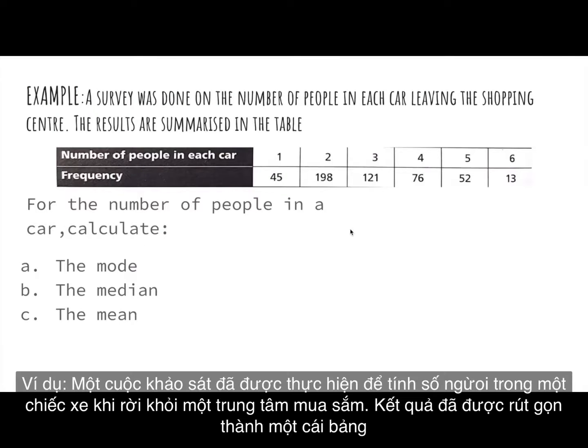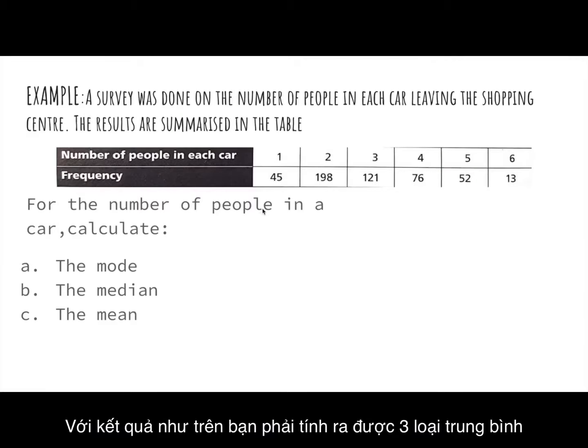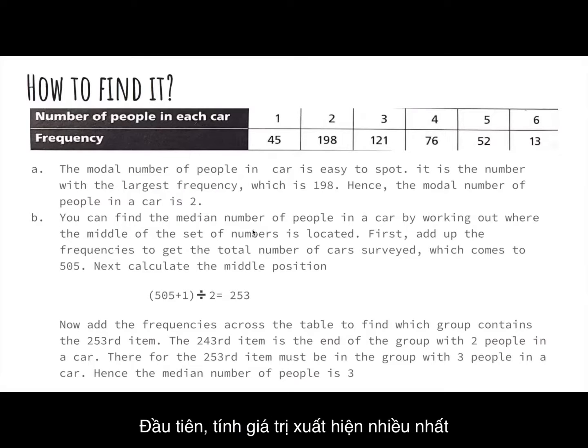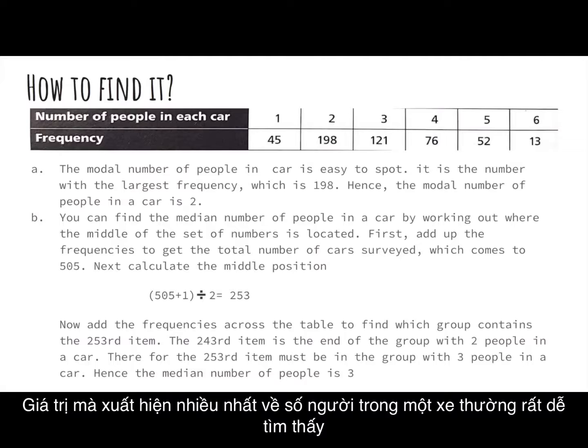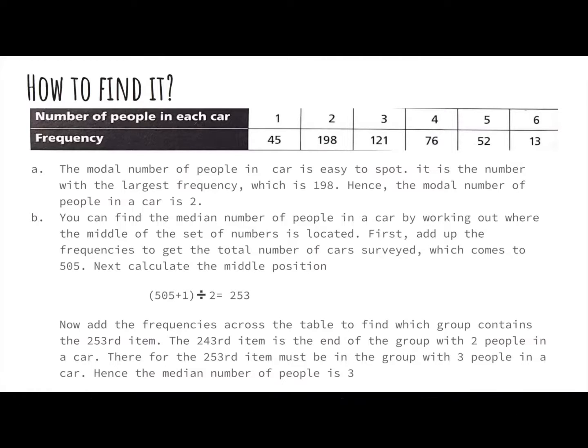For example, a survey was done on the number of people in each car leaving the shopping center. The results are summarized in this table. For the number of people in a car, you need to calculate the mode, the median, and the mean. Firstly, the mode. The mode is usually really easy to spot. It is the number with the largest frequency.